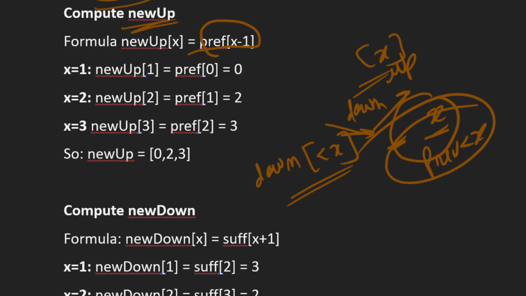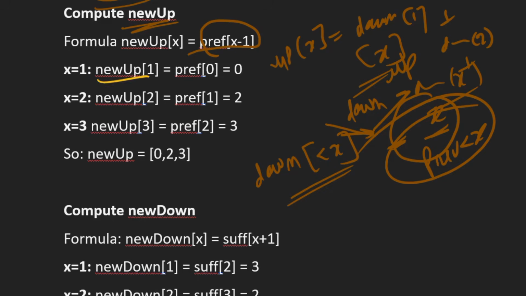That means up of x is basically down of 1 plus down of 2, all over up to down of x minus 1. So if you have to find new up of 1, that is prefix of 0, that is 0. So similarly, this way we will find the new up array.